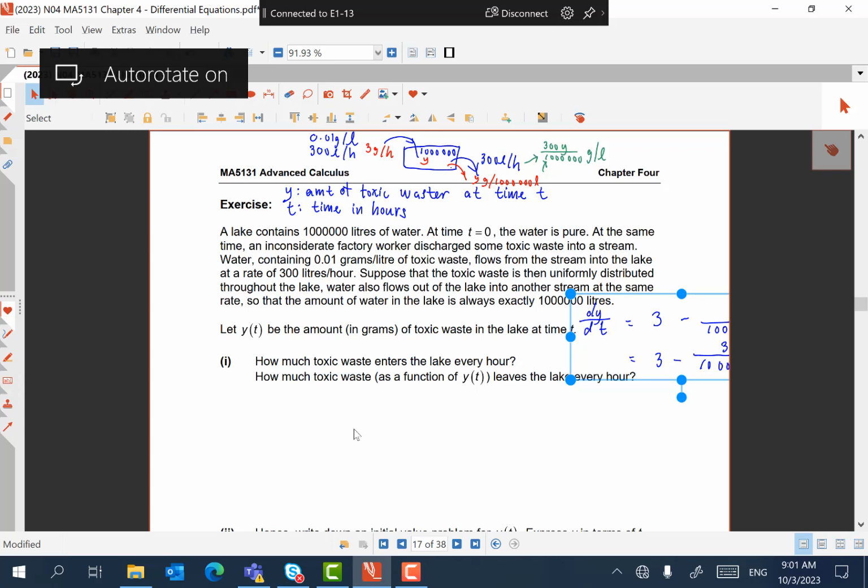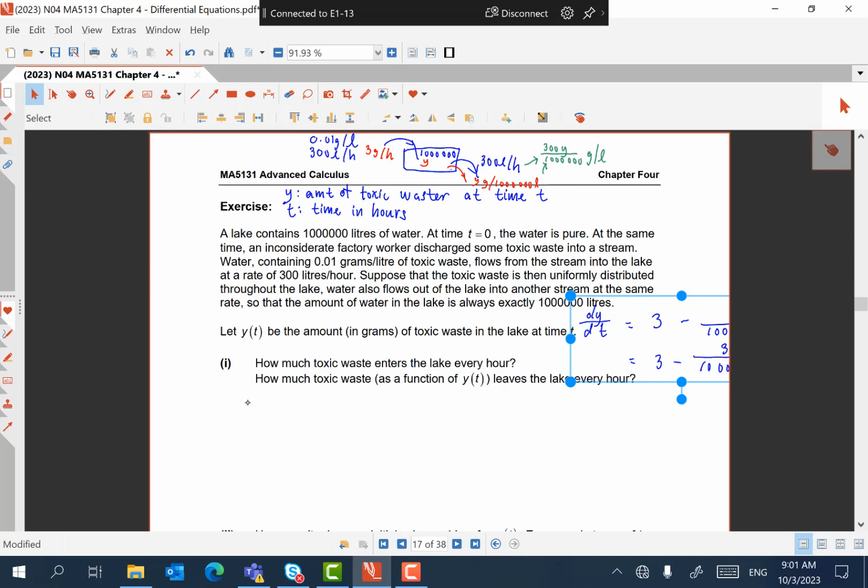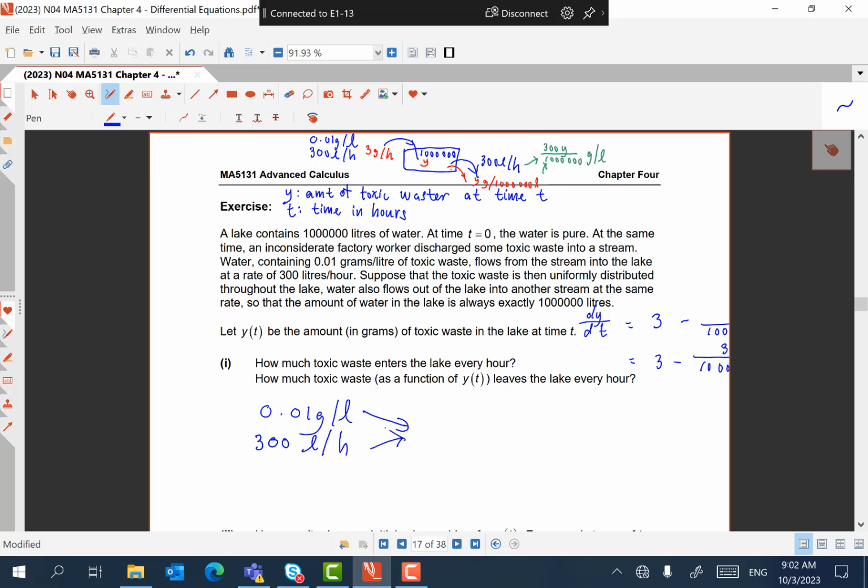In the step-by-step help, it says how much toxic waste enters the lake every hour. We know that there's 0.01 grams per liter of the wastewater that's been pumped in, and then we are pumping in 300 liters per hour. So based on these two, we conclude that you're pumping in 3 grams of toxic per hour.